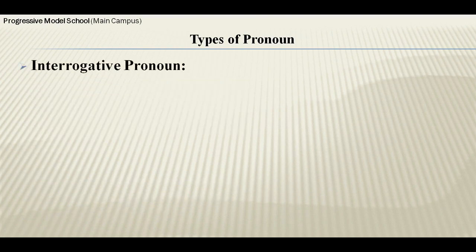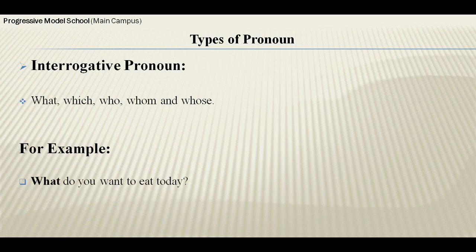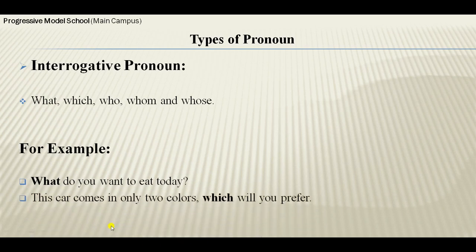Our next type, interrogative pronouns. Interrogative pronouns are just question words like what, which, who, whom, and whose. For example, what do you want to eat today? Here, what is an interrogative pronoun. This car comes in only two colors. Which will you prefer? Here, which is an interrogative pronoun.